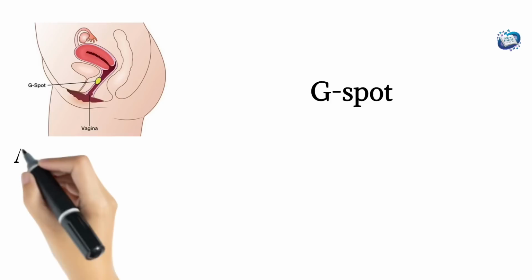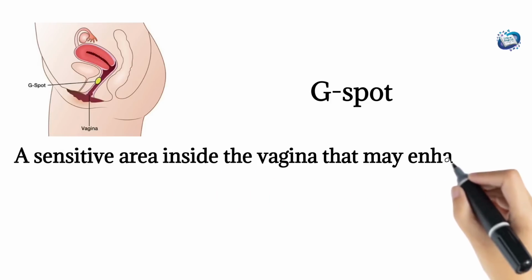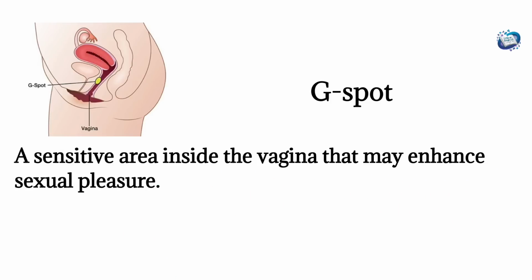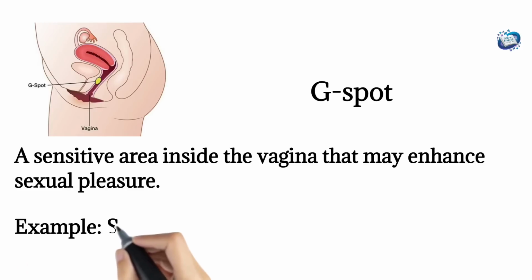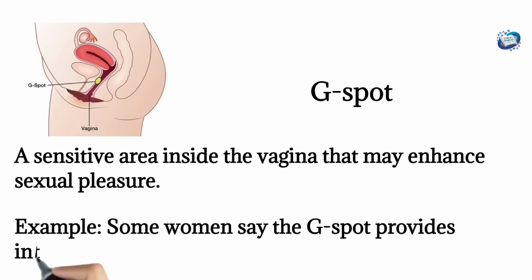G-spot. A sensitive area inside the vagina that may enhance sexual pleasure. Example: some women say the G-spot provides intense pleasure.